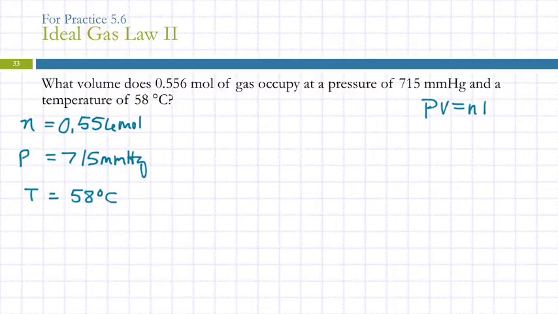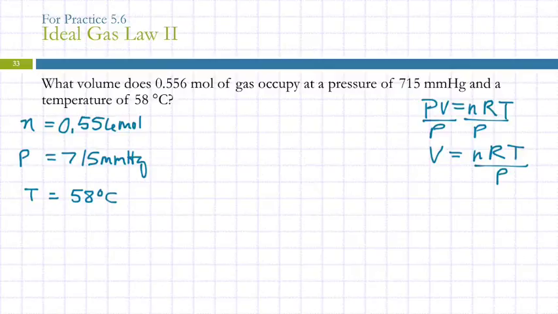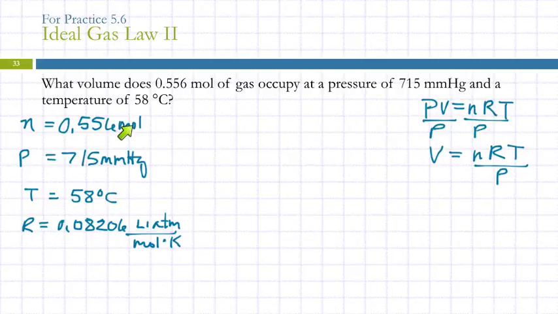PV equals nRT. We're looking for volume this time. Divide by P on both sides. Volume equals nRT over P. So I'm going to need R. Might as well write this down too. R equals 0.08206 liter atmospheres per mole Kelvin. These units are important. So this is in moles, that's fine.